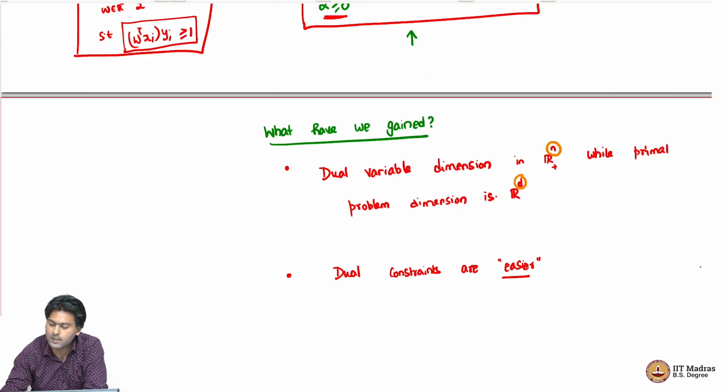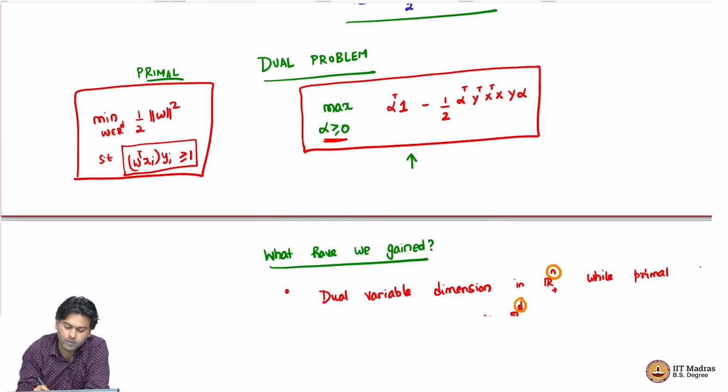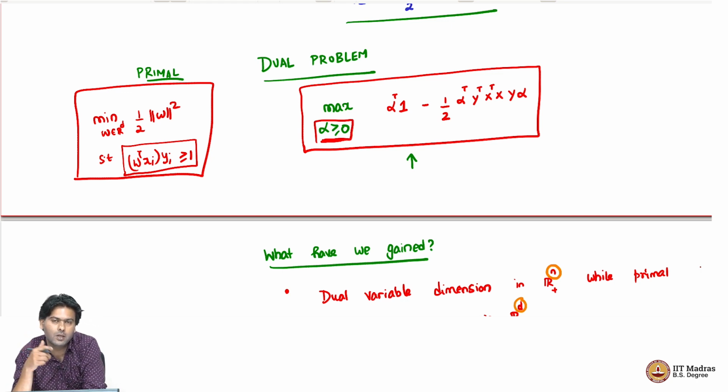Now, both these advantages that we are talking about come from the fact that, by looking at this part, one, alpha is in R^n dimension, and so it might be easier. And the second is if d is larger than n, alpha greater than or equal to 0 might be a simpler constraint to tackle than w transpose x_i y_i greater than or equal to 1 for all n. However, these two are, in some sense, auxiliary benefits that we get out of this.